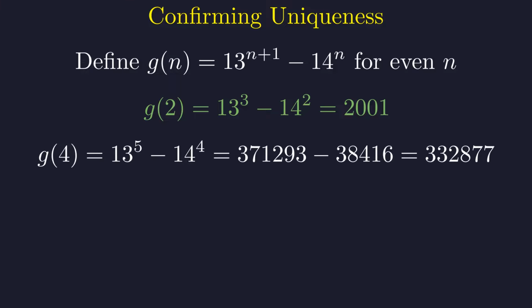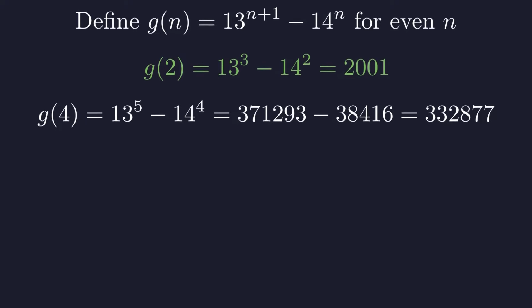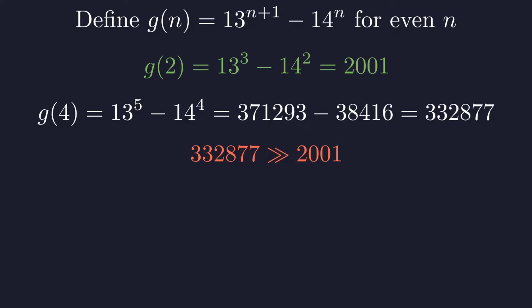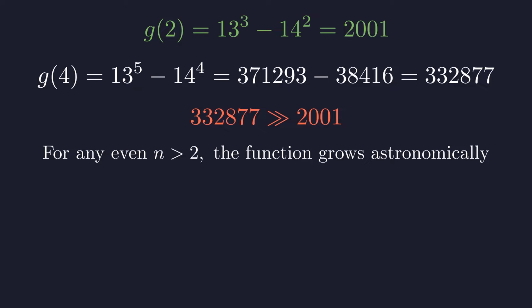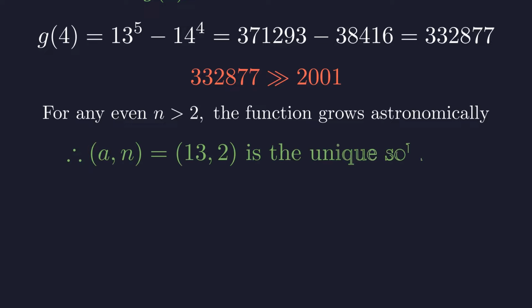For n equals 4, 13 to the 5th minus 14 to the 4th equals 332,877. This value is vastly larger than our target of 2001. As we can see, the function grows astronomically for larger even values of n. The exponential terms dominate, ensuring no other solutions exist. Therefore, the pair 13, 2 is the unique solution to our equation.